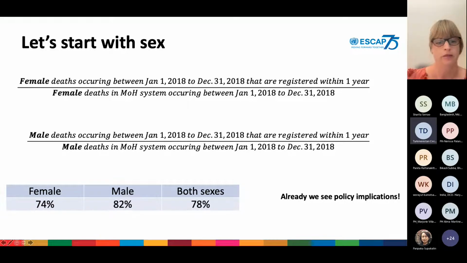And so I just put the results out here from, again, our fictional country of Poplandia. So we see that female completeness is 74%, male is 82%, and combined it's 78%. So already we can see some policy implications where it looks like there is a sex differential in registration of deaths.